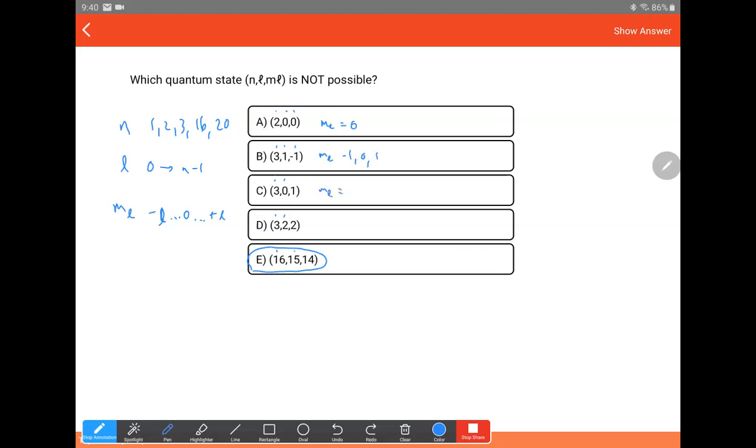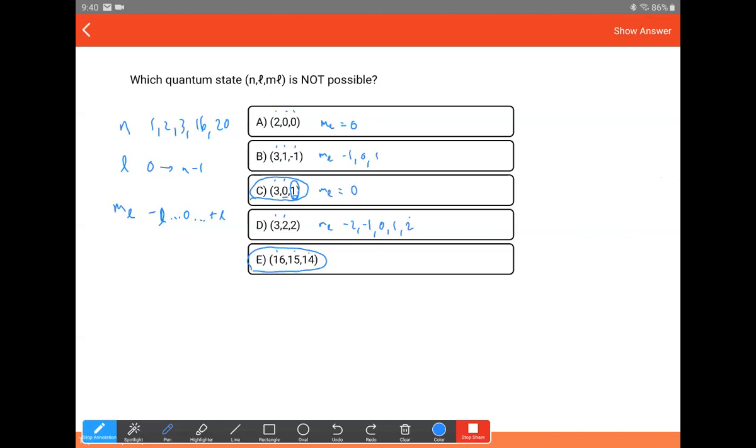Here it could only be 0, so that's not looking good. Here it could be negative 2, negative 1, 0, 1, or 2, and it's a 2, so that's good. And here it could be anywhere from negative 15 all the way to positive 15, so 14 fits in there. So here is our problem one, and it's because L is 0, M sub L has to be 0 as well.